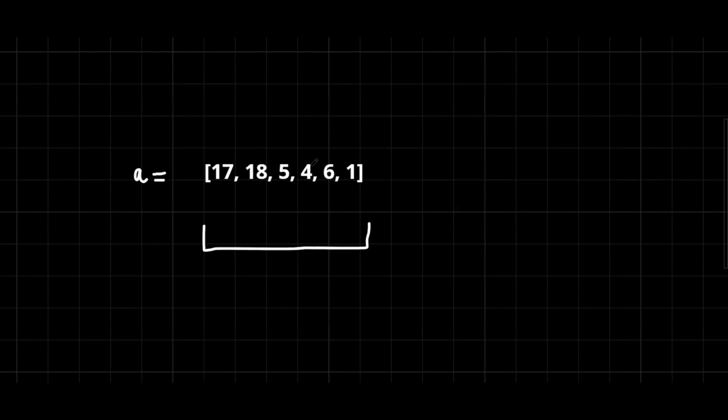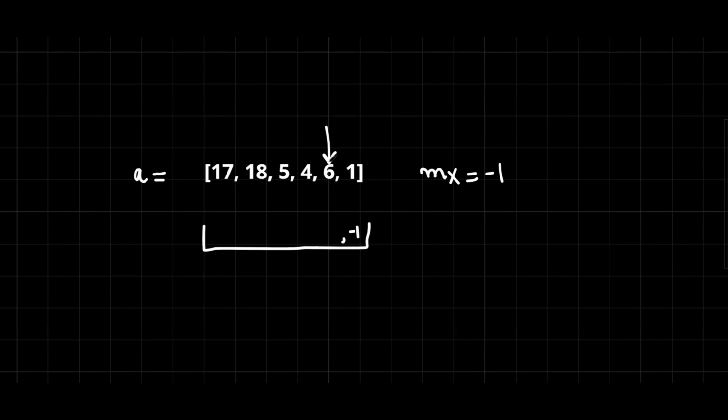Now let's understand the algorithm. For simplicity, I have taken the first test case where the array contains 6 elements, which is 17, 18, 5, 4, 6, and 1. And for the last element 1, we have to replace 1 with -1 according to the problem statement. So we are replacing 1 with -1. And now we are taking a variable. Initially, the name of this variable is mx, which stands for max. And currently, the max value is -1.